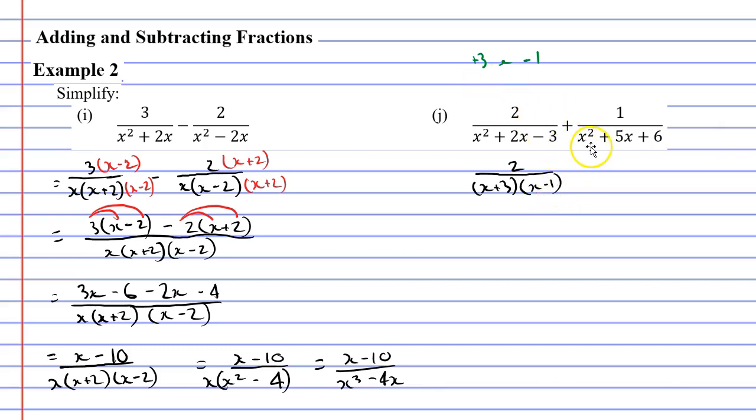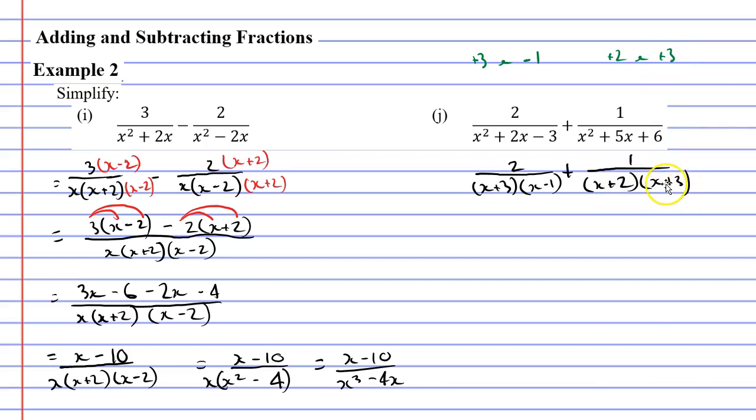Let's now look at the second fraction. We're looking for two numbers that add to make 5 and multiply to make 6. And those two numbers are positive 2 and positive 3. 2 plus 3 is 5. 2 times 3 is 6. That gives us our second denominator, x plus 2, x plus 3. We can see that our 2 and 3 have carried down into our set of brackets.